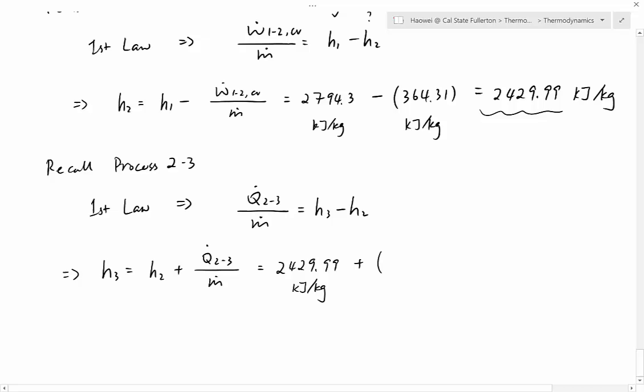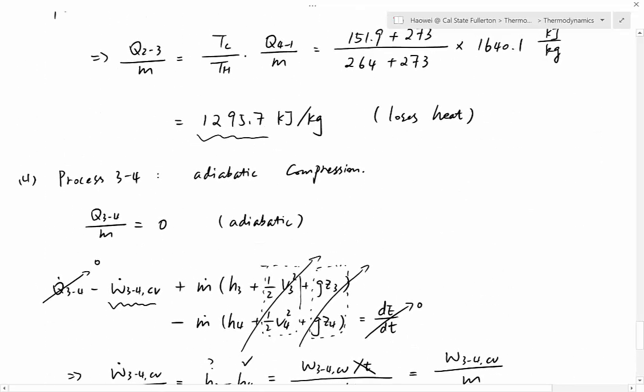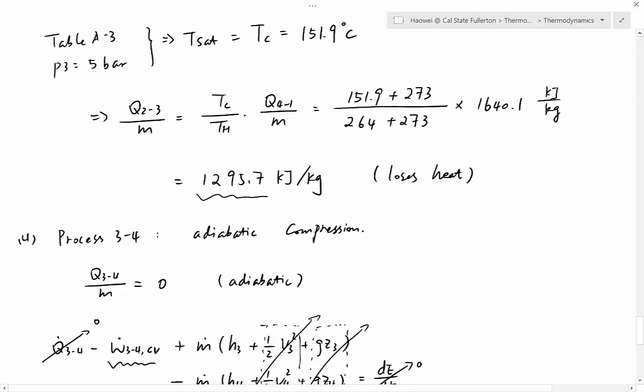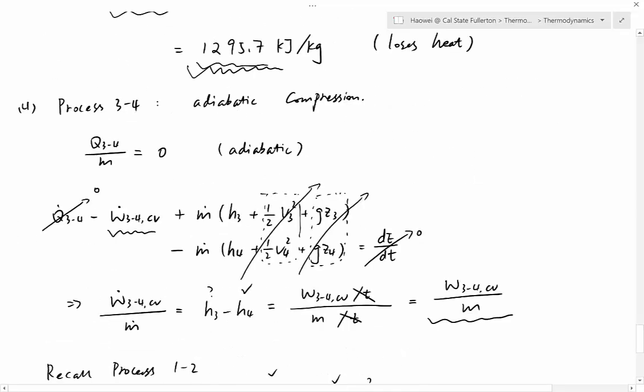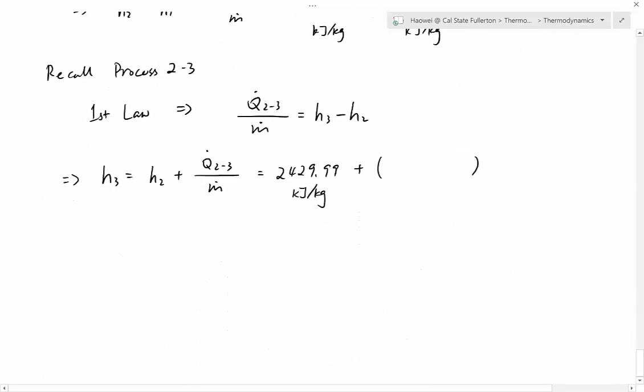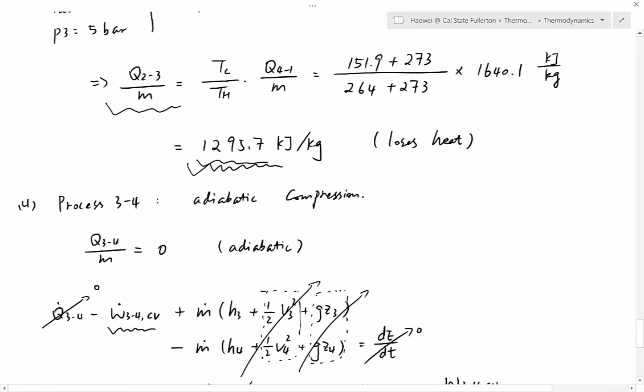Next one, plus Q dot 2 to 3 over M dot. Where is that? We actually found it right here. Q 2 to 3 per unit mass is equal to 1295.7 kilojoule per kilogram. So one thing is, what we have is Q over M. What we are using in our equation is Q dot over M dot. They are equal because just like before, the two dots can cancel each other. So that's okay. Don't panic.